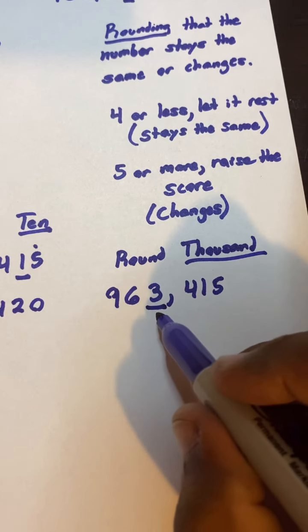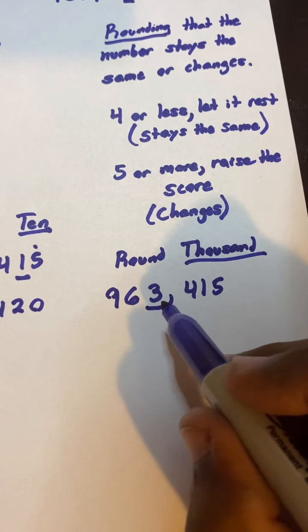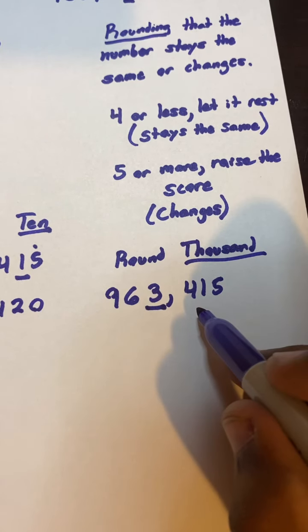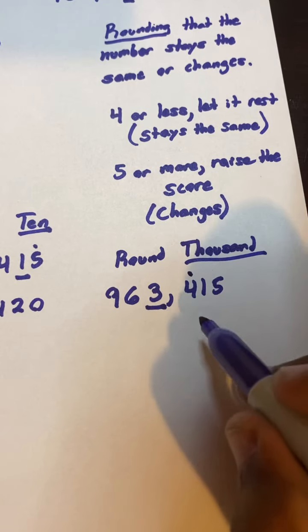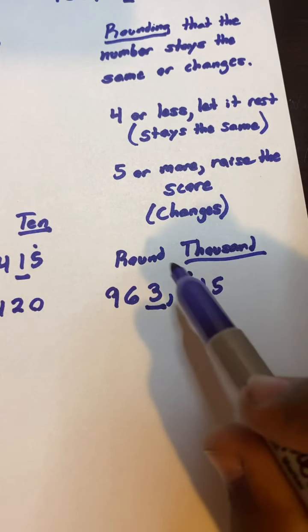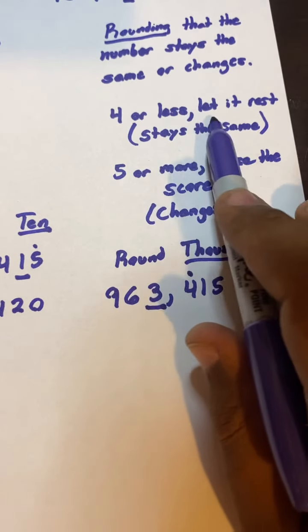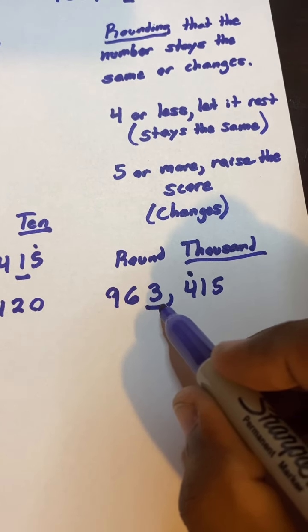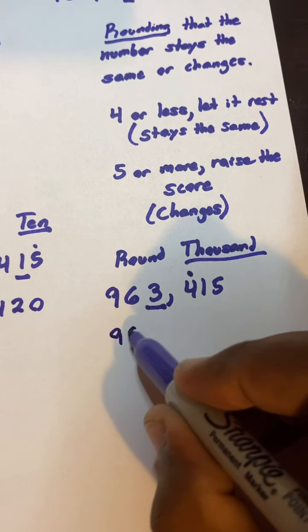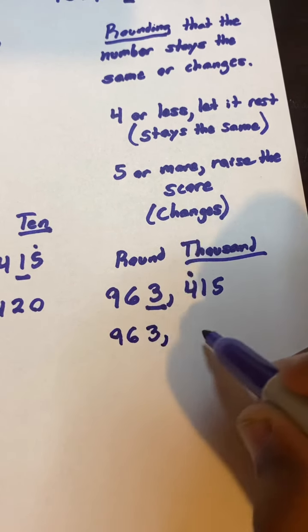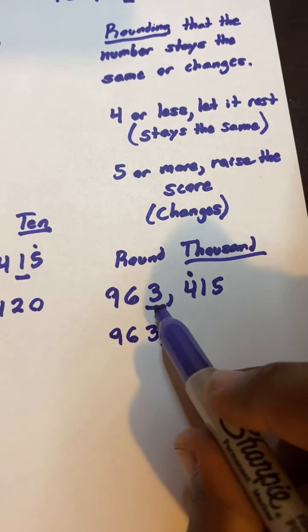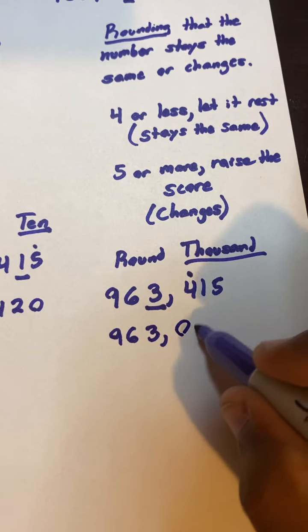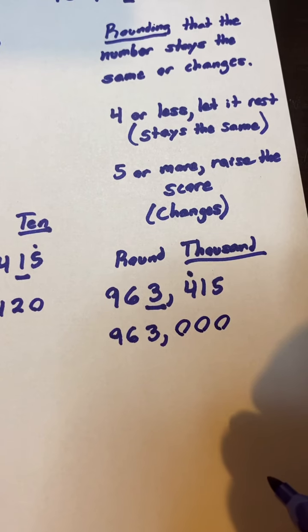The number that tells us if this 3 stays the same or changes is the one directly next to it, which is the 4. Now, this is a 4. So the rule is 4 or less, let it rest, or it stays the same. So that means this 3 does not change. It just stays a 3. Then every number after the number we rounded will become a 0. So the 4 becomes 0, the 1 becomes 0, and the 5 becomes a 0.